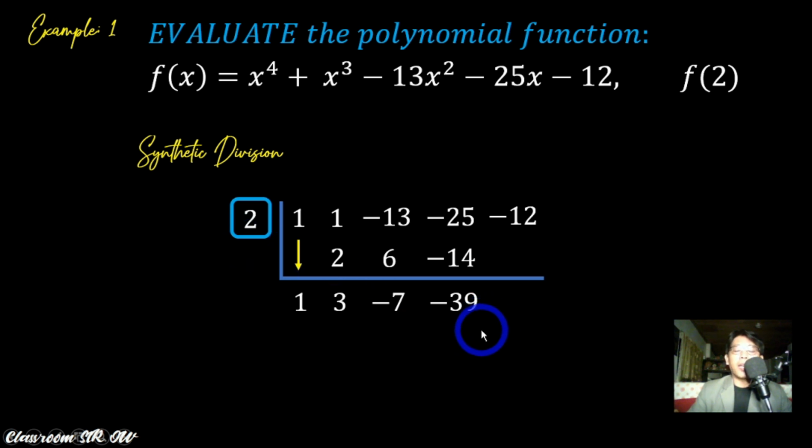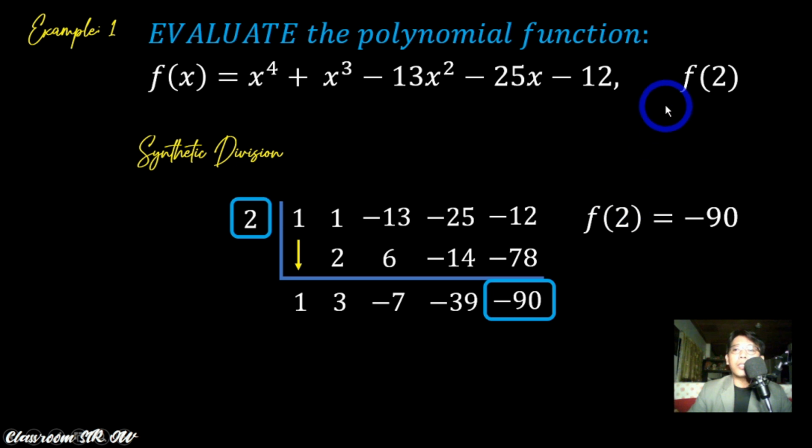And 2 times negative 39 is, of course, negative 78. And you are going to add them because they are of like sign. So that is negative 90. So by the definition of our remainder theorem, our remainder, which is negative 90, is also the value of f of 2, which is negative 90.